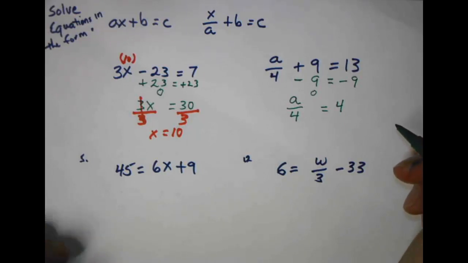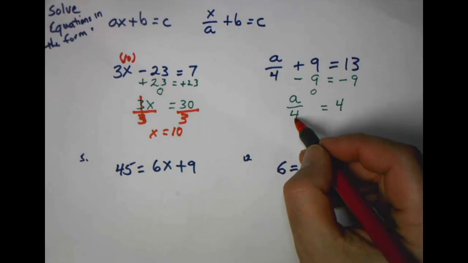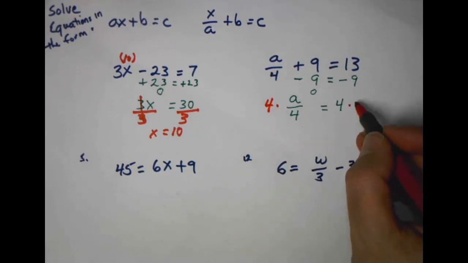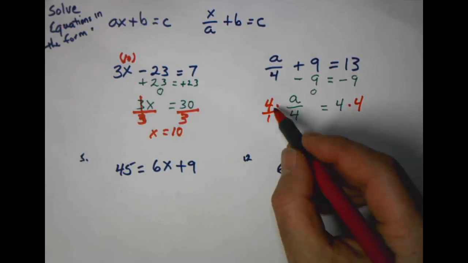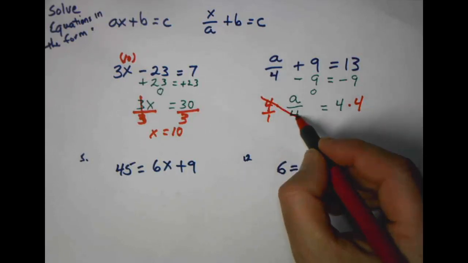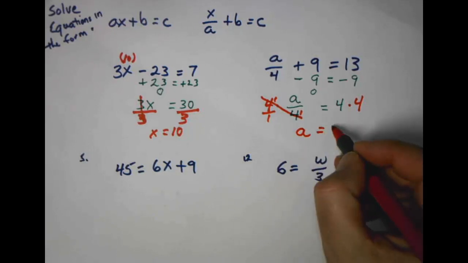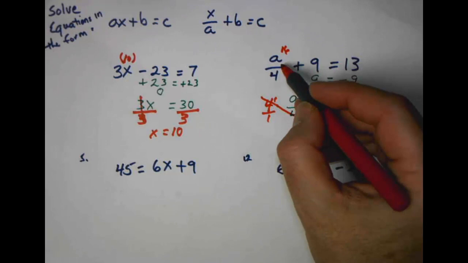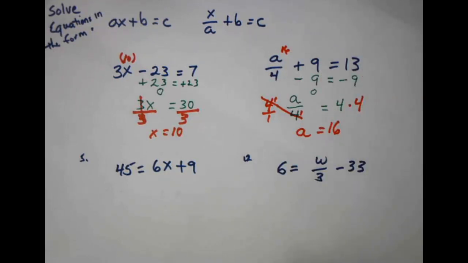Now our next step is a divided by 4. Again, what is the opposite? It's going to be times 4. We do it to both sides. Remember, whole numbers go over 1. Any number in the top can cancel with any number in the bottom, so they just cancel out. I'm left with a equals 16. Again, do a quick check in our original equation. 16 divided by 4 is 4, plus 9 is indeed 13.